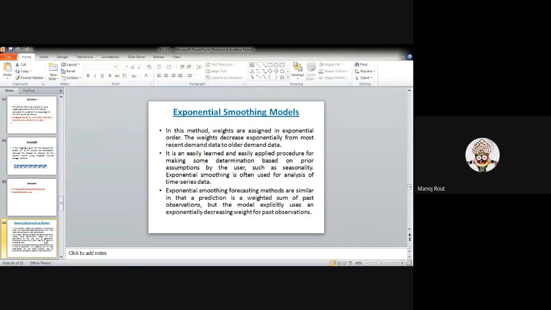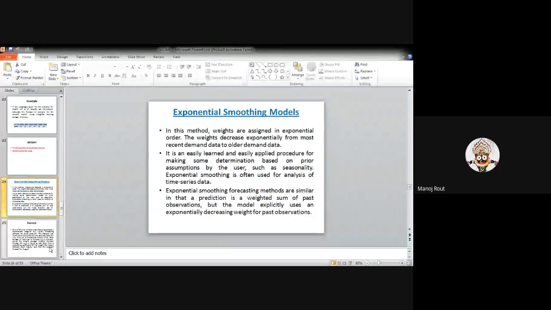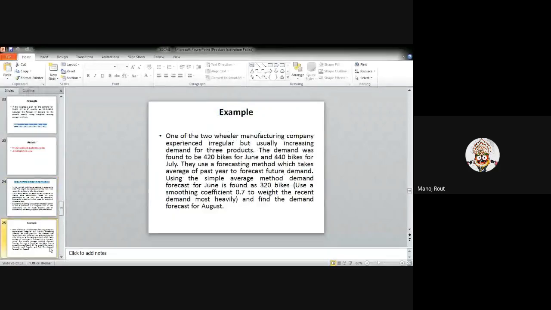The last point: the exponential smoothing forecast methods are similar in that the prediction is a weighted sum of past observations. As I repeat, the past observation data should be used to forecast the future. But the model explicitly uses an exponentially decreasing weight for the past observations. So whenever you go to the formula, this is the particular example, just note down the example.